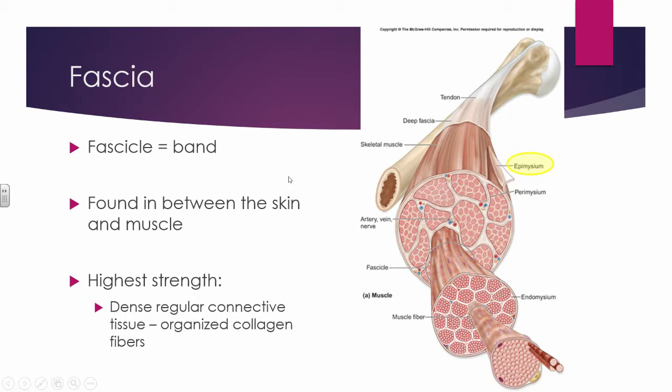Now finally, we're going to talk about the fascia. Now fascicles we're seeing in here as bundles or bands of muscle tissues, but it is also a root word meaning band. So our fascia is found in between the skin and the muscle. It has the highest strength of all of these different connective tissue types. It's dense, regular connective tissue, which we've discussed before are composed of organized collagen fibers. You're going to find those more as sheets which surround an entire muscle and isolate the muscles from the surrounding tissues and the surrounding organs.